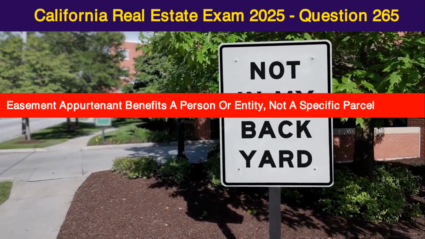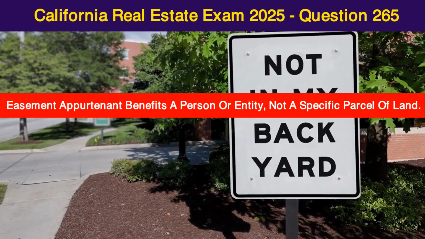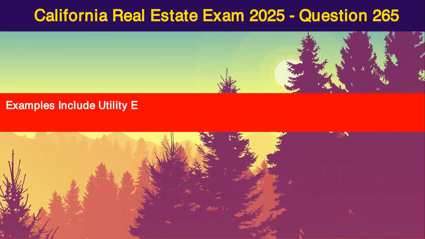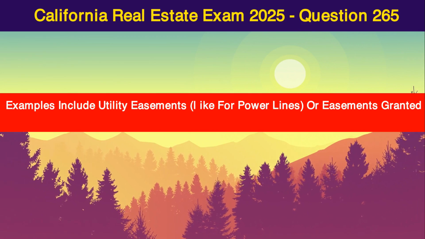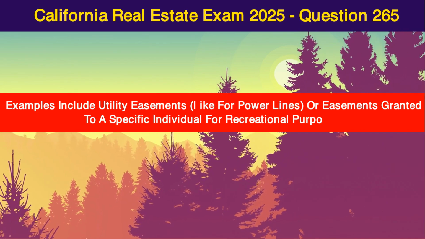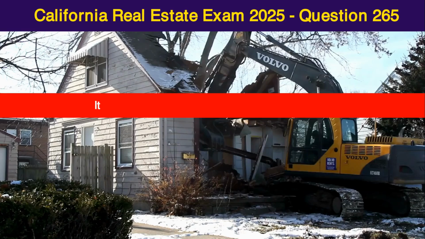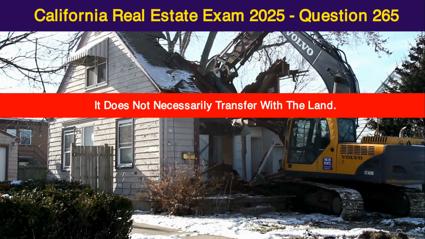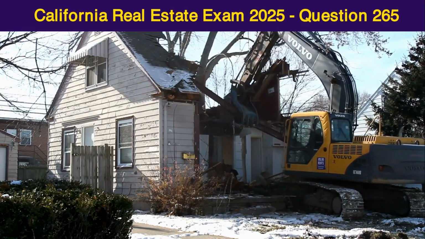Easement in gross benefits a person or entity, not a specific parcel of land. Examples include utility easements, like for power lines, or easements granted to a specific individual for recreational purposes. It does not necessarily transfer with the land.